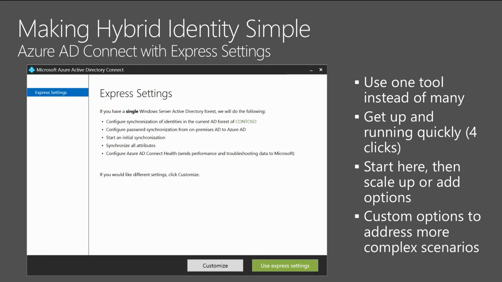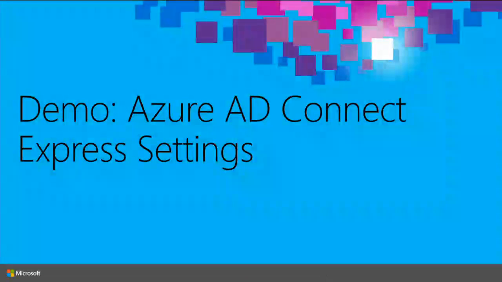So essentially, you can get up and running in about 4 clicks with the Express settings, which I'm going to demonstrate. And then you can start there and then scale up or add other options. You can go back and make modifications, and we'll show you that as well. There's a lot of custom options, as I'll show you here in a second, that you can go through and adjust to the more complex scenarios. So with that, I think we're actually going to set up and do a little demo here.